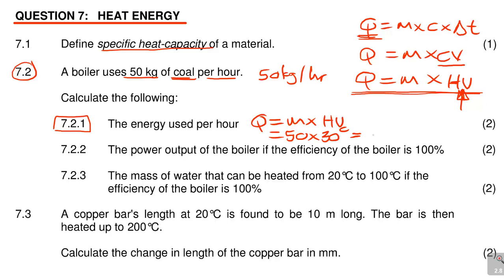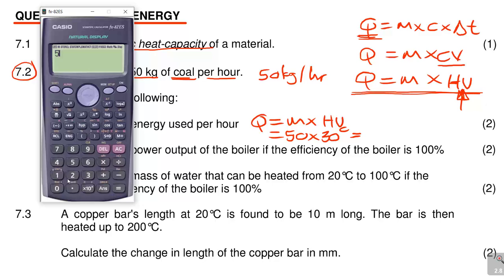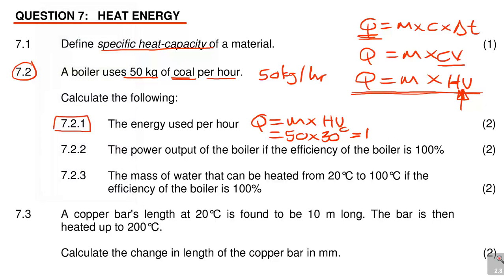And then what do I get? 50 times 30 in this case. If I use my calculator, I think it's 1,500. 50 times 30 is equal to 1,500. Now pay attention on how I'm going to write my answer. It's 1,500. Remember, I'm dealing with heat, and it was in megajoules. So it's megajoules per hour. Don't forget that, because they say it per hour. So it's very important to represent your answer properly.